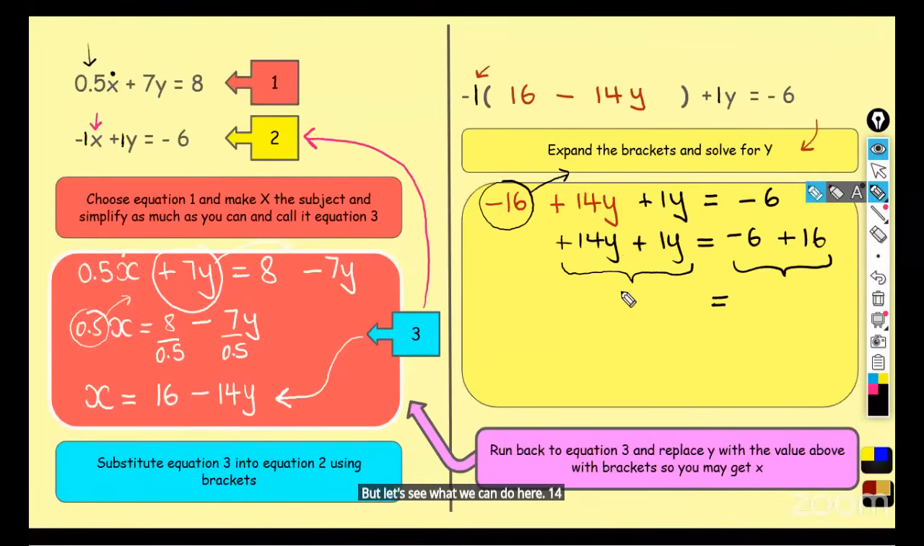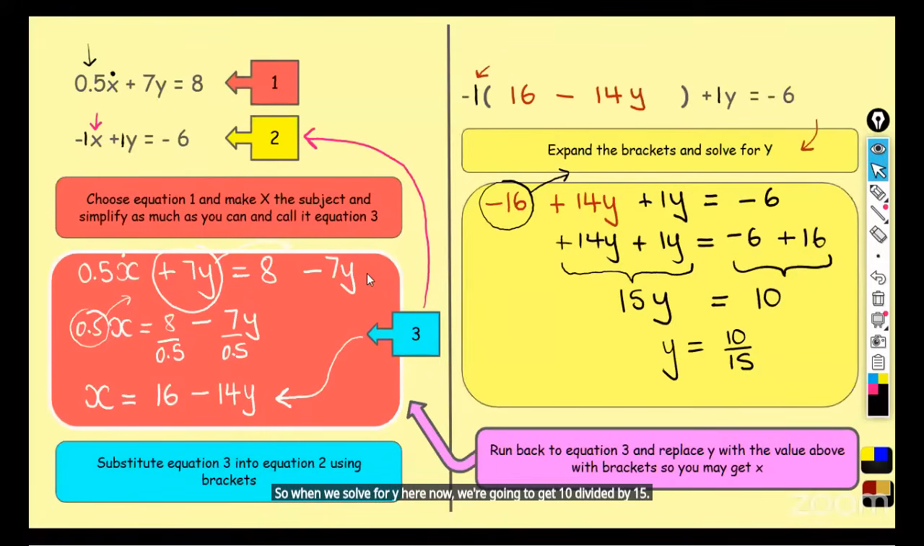14y plus 1y is 15y. Minus 6 plus 16 is 10. So when we solve for y here now, we're going to get 10 divided by 15. I think something odd is going to happen here.